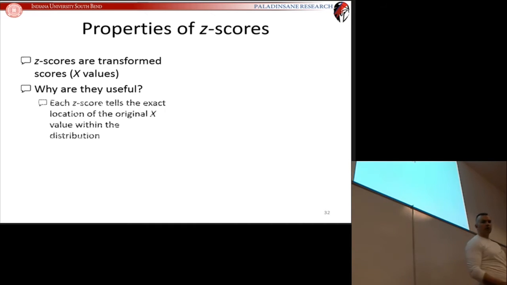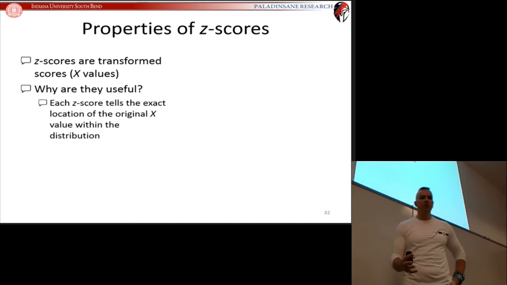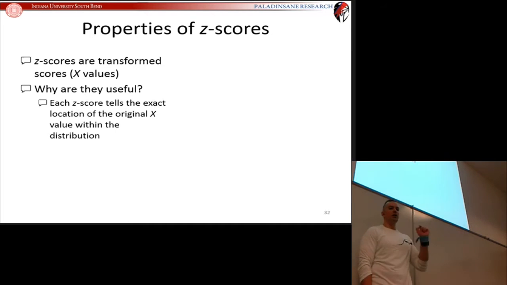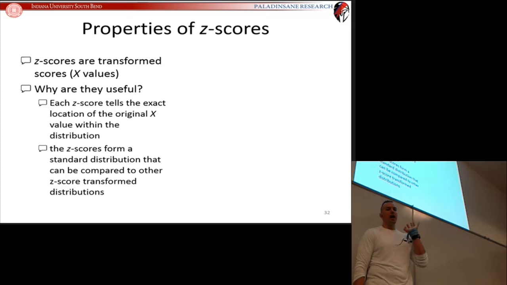So why are they so useful? We've already alluded to these, but let's make it explicit one more time. Your z-scores tell you exactly where your score is within the distribution. So the z-score tells you exactly where your original score is within its distribution. And your z-score allows you to compare that score to any other score, because any other score can be transformed into a z-score. And that's one of the big functions of z-scores, especially in clinical psychology, is the ability to compare how extreme different behaviors are. So I'll give you another example.